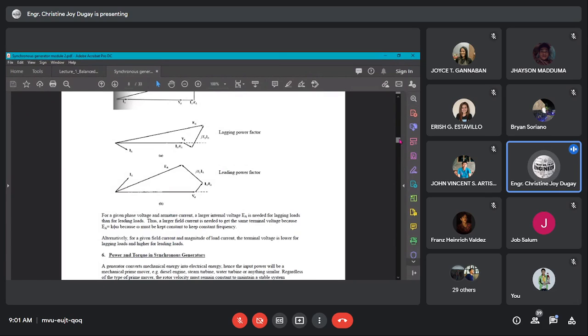Other than that, for a given field current and magnitude of load current, the terminal voltage is lower for lagging loads and higher for leading loads. You will notice this based on our figure. Our EA there, in this lagging power factor, which do you think is bigger? Is it the one with the bigger angle or the smaller angle? Base it on your experience in calculating resultant forces.